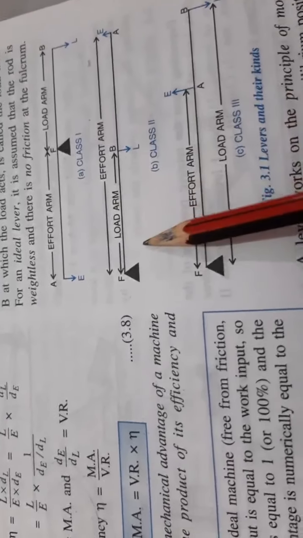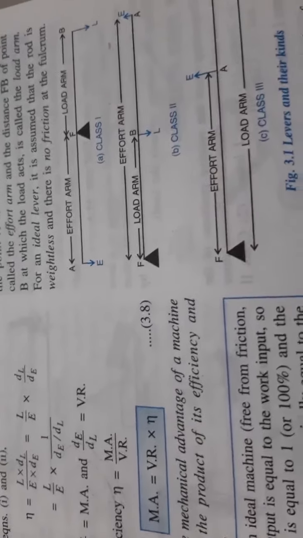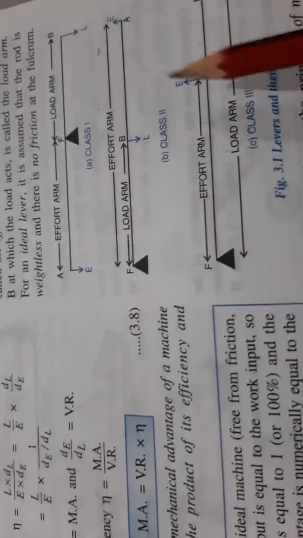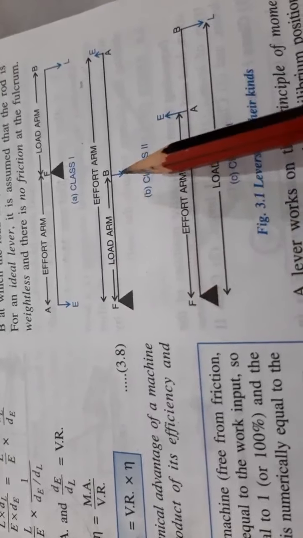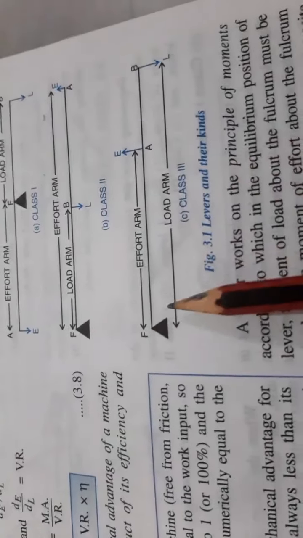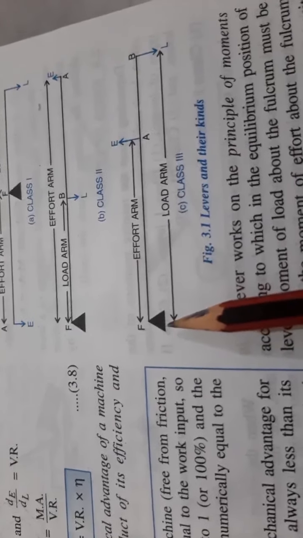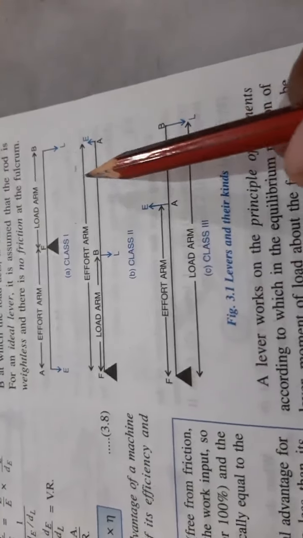In the second class, the fulcrum is at one end of the shaft, and the load is here and effort is here. So the effort arm will be the distance between effort and the fulcrum, and the load arm will be the distance between load and fulcrum. This is the third class of lever, in which the fulcrum is also at one end of the shaft, but at the other end there will be the load. In the second class, at the other end there is effort, and in the third class at the other end there will be a load.